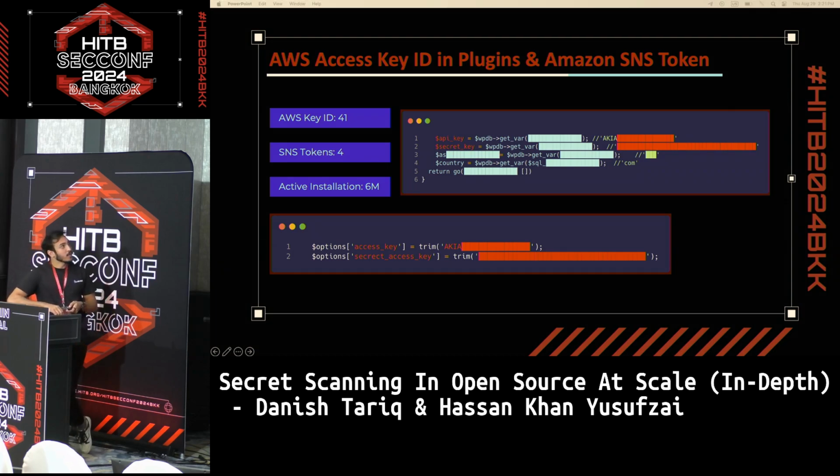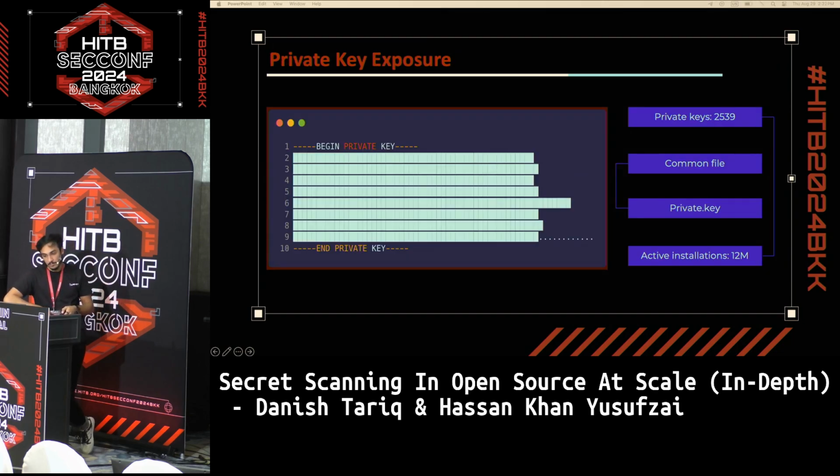What else? We were able to identify 41 AWS live keys, which were actually working keys, and you can see the redacted screenshot, because we have to redact that for the customer's satisfaction. And the active installation of the total of these plugins was 6 million.